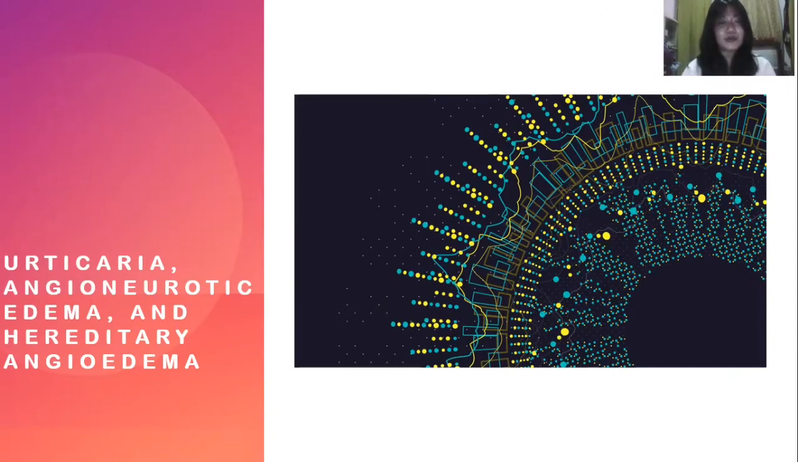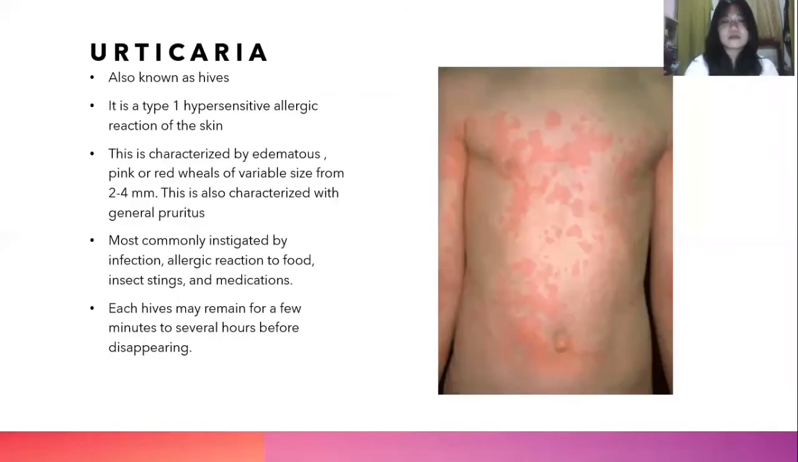Today I will be tackling urticaria, angioneurotic edema, and hereditary angioedema. So, what are the differences between the three allergic disorders? First, we will tackle urticaria. Urticaria is also known as hives.